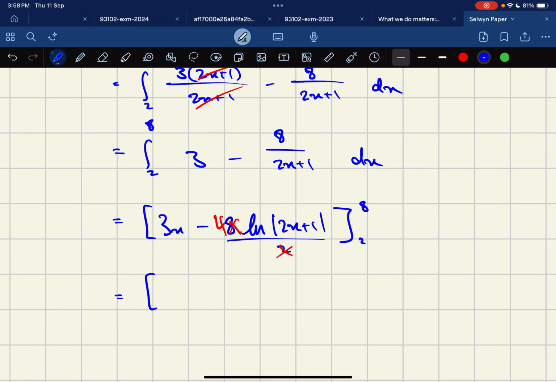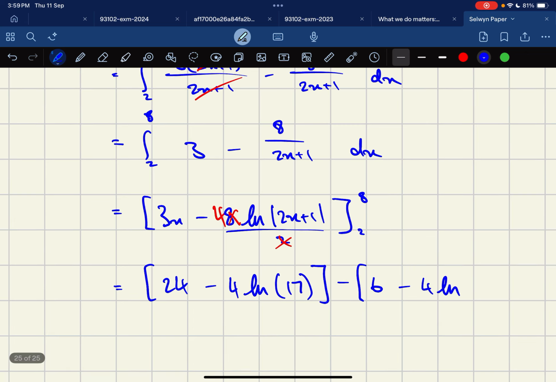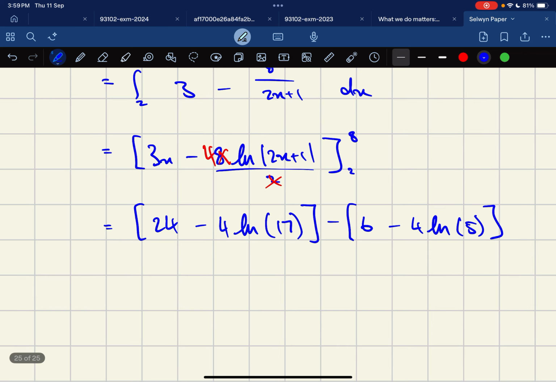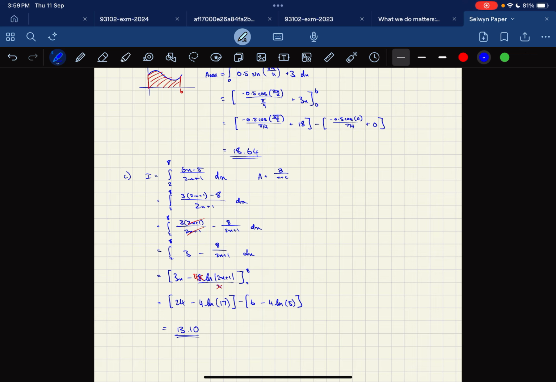So this is 3 times 8, which is 24, minus 4 ln of (2 times 8, 16, plus 1), 17. And then minus 3 times 2, which is 6, and then minus 4 ln of 5. So let's just put that in our calculator. So 24 minus 4 ln of 17, and then minus bracket 6 minus 4 ln of 5. That gives me 13.10. Okay.